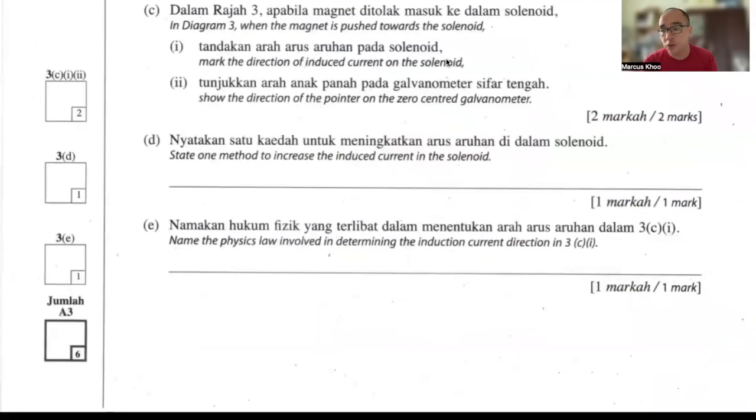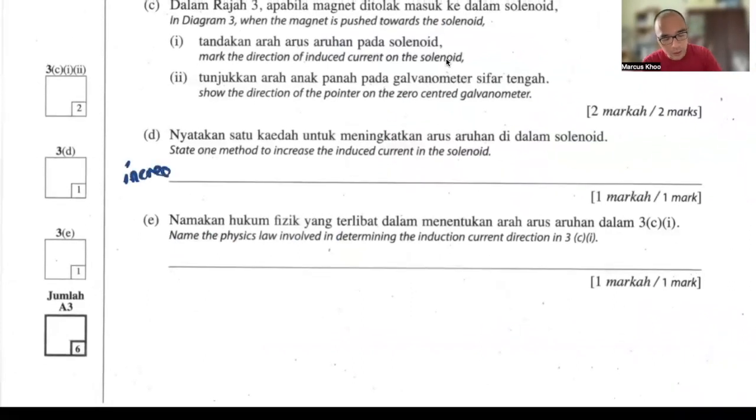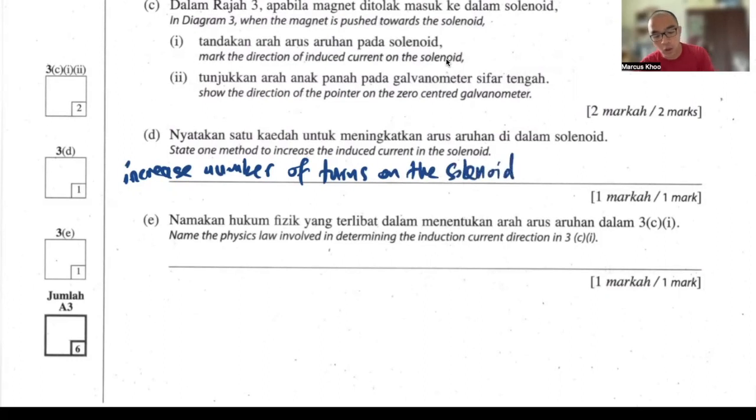Okay, state one method to increase the induced current. Now, there are many methods according to Faraday's law. So one will be to increase the number of turns on the solenoid. This is the normal one. Or to increase the strength of the permanent magnet.